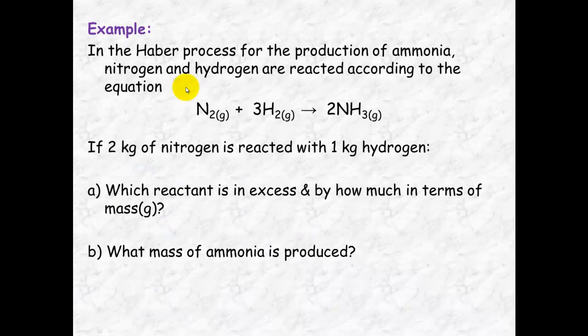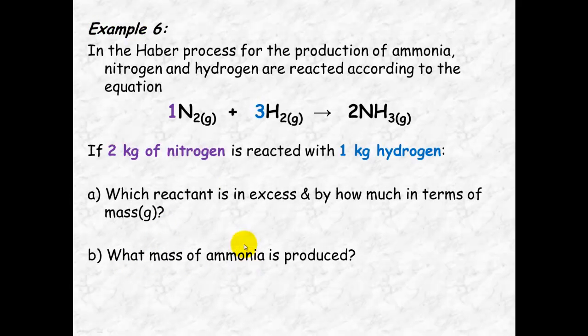So let's look at an example question. In the Haber process for the production of ammonia, nitrogen and hydrogen are reacted according to the following equation. If 2 kilograms of nitrogen is reacted with 1 kilogram of hydrogen, which reactant is in excess and by how much in terms of mass? And the second part of the question is what mass of ammonia is produced?